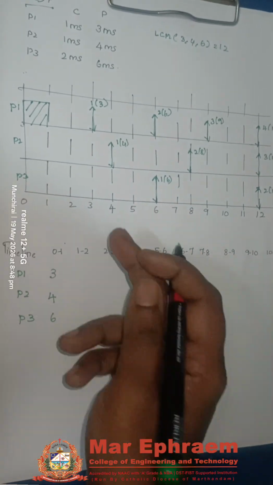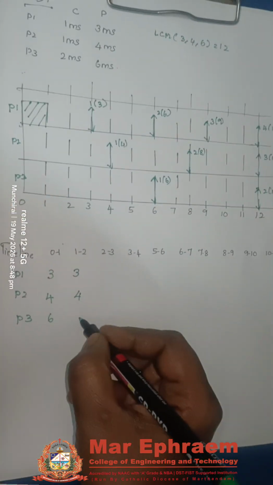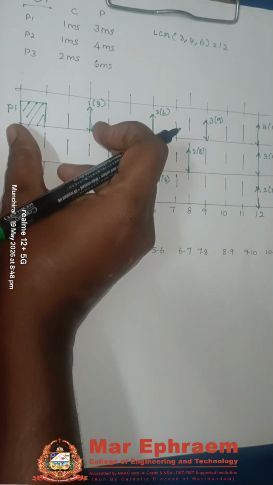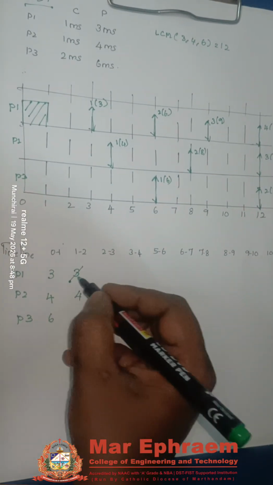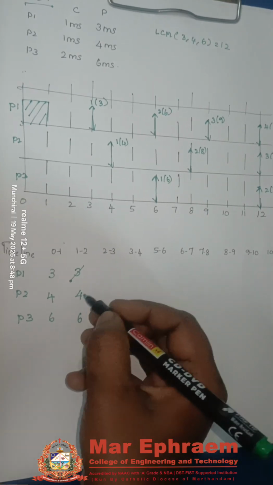Next, for the next cycle, again we are going to update the priority. For P1 it remains 3, again 4, again 6 only. So 3 is already completed for this first interval, so we need not go to P1 again. We'll start with P2 and P3. So again here the highest priority is P2.